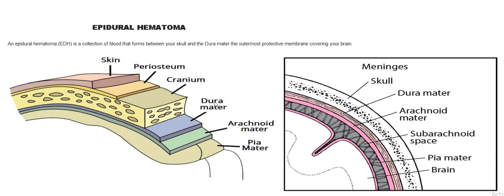Dura mater is the outermost layer, very thick and very strong. The arachnoid mater is the middle layer, and the inner one will be the pia mater. The epidural hematoma forms between the skull and the dura mater, mostly between here. After that, we can look at the pterion.